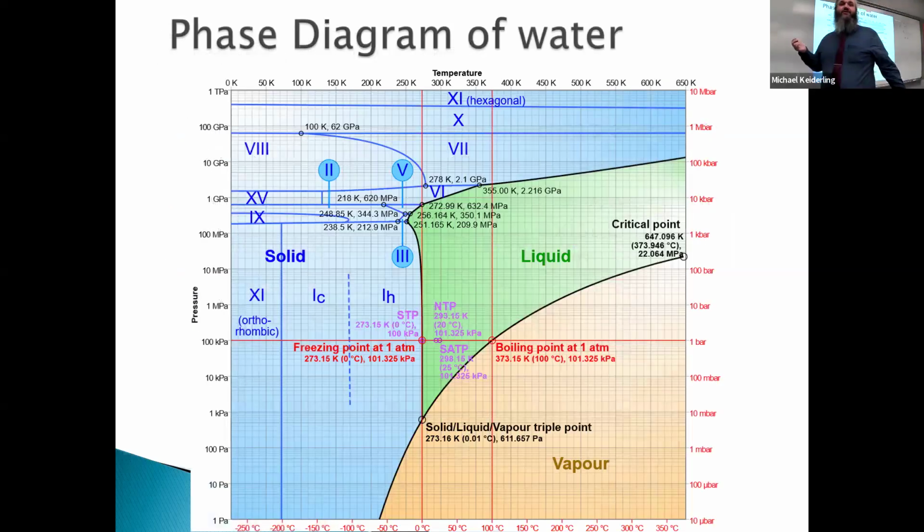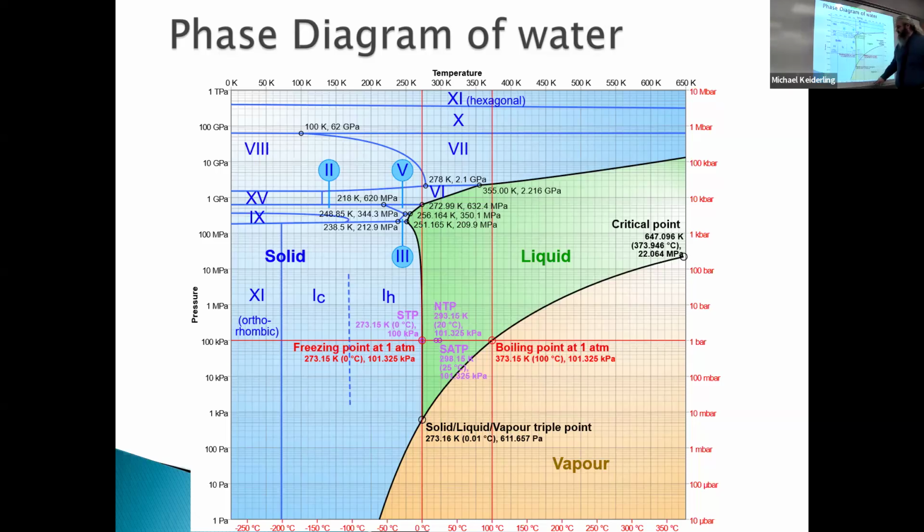So here is the phase diagram for water. This shows the various states that water is in at various temperatures and pressures. On this side is pressure. This red line is atmospheric pressure at 100 kilopascals. And this is a log scale, so each step up is 10 times the pressure.